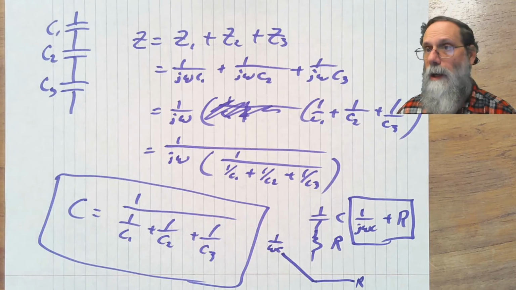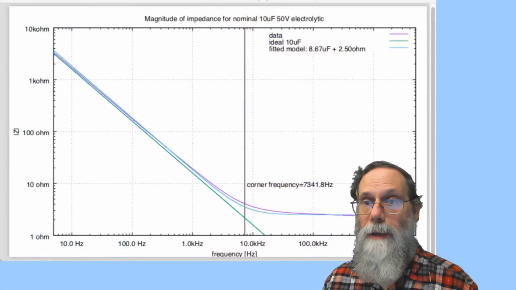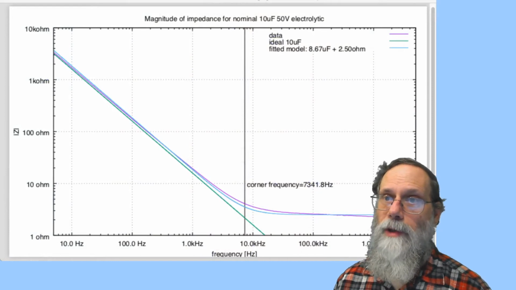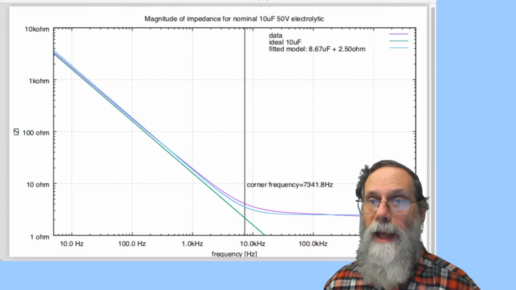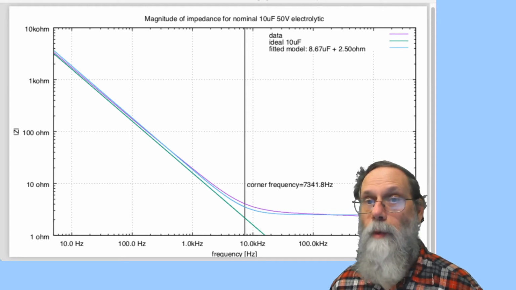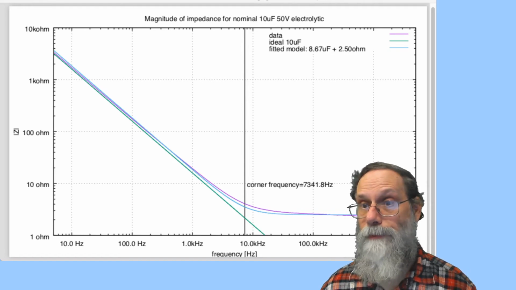And in fact, what I did is I measured an actual electrolytic capacitor, and let's see what we got. All right, so this was nominally a 10 microfarad electrolytic capacitor. And the green line there is what we would expect if it was a 10 microfarad capacitor and nothing else.